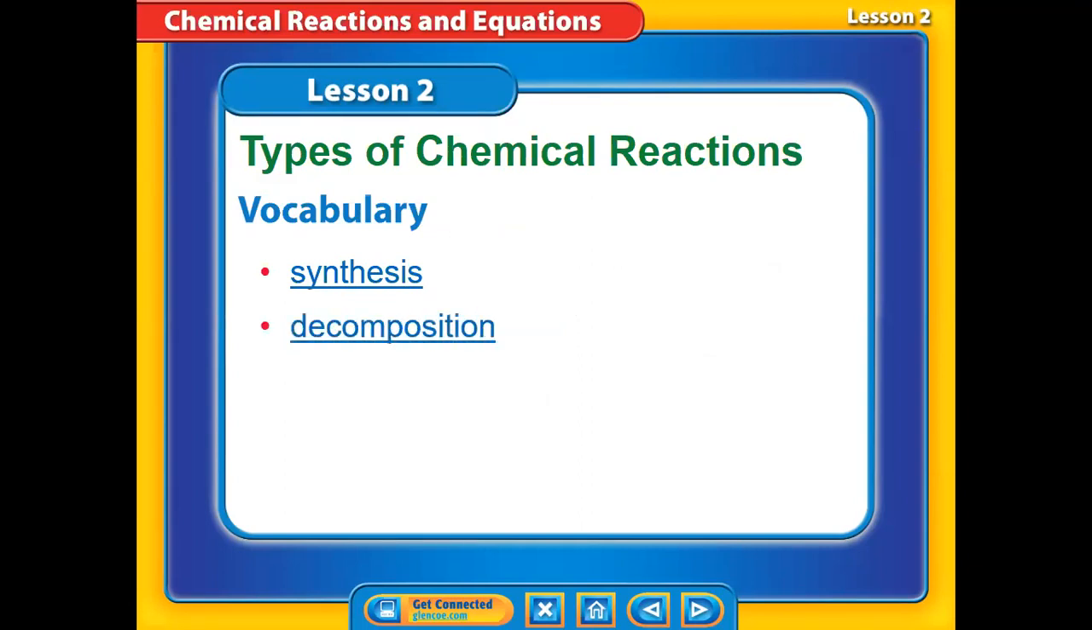Good. Decomposition. Anyone know what the meaning of decomposition is? Just in English, what does it mean? Yes, Maya. To be broken down, yeah. Breaking down, which gives a hint that in this reaction, a certain substance is going to break down into smaller ones. Okay, good.